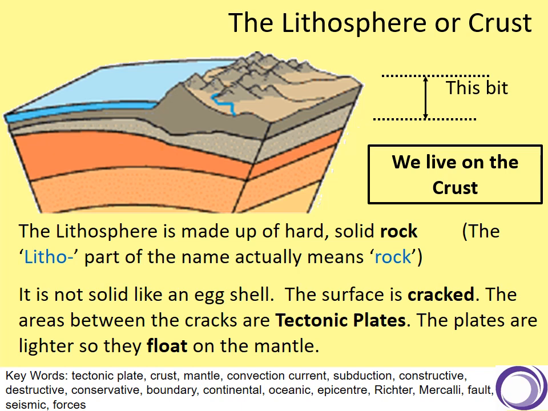Now, that crust is not solid like an eggshell. The surface is actually cracked, and the areas between the cracks are called tectonic plates, and those plates are lighter, so they actually float on the semi-molten mantle beneath.